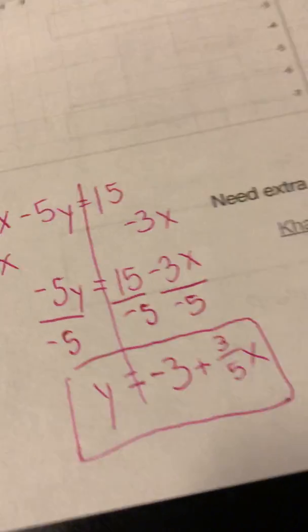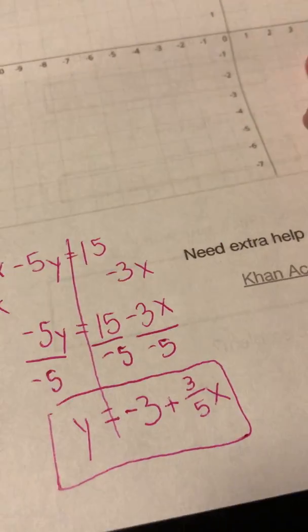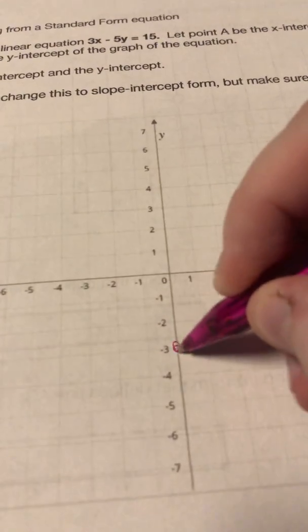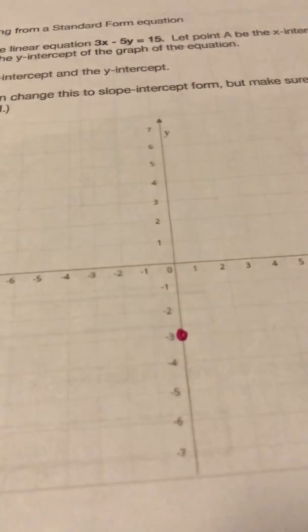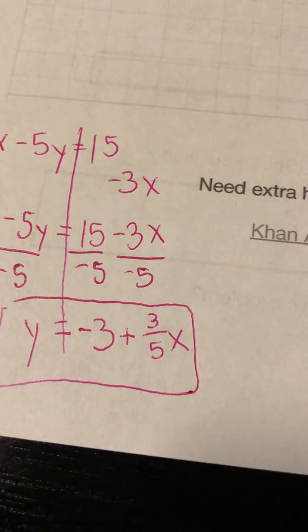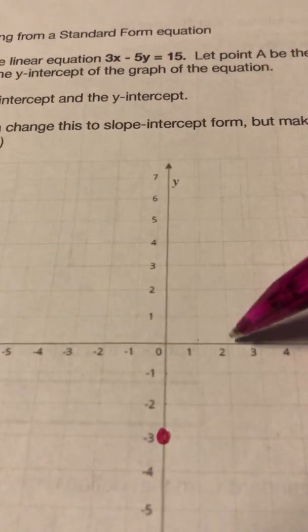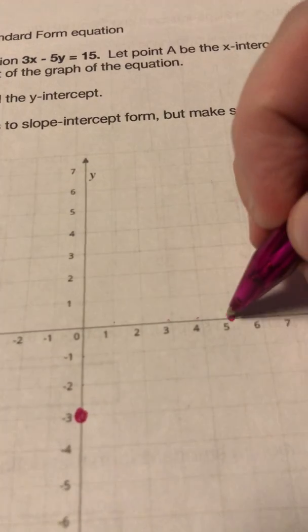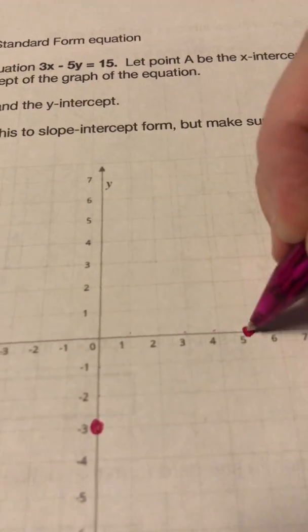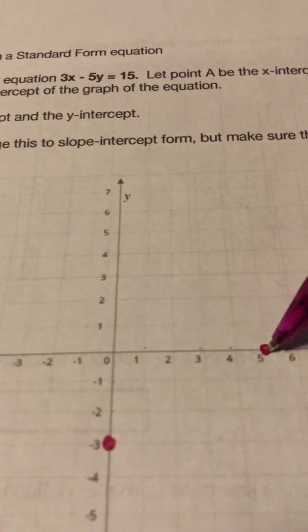So if I was going to graph that, I would start at the y-intercept, which is negative 3. So I would put a dot on the y-axis at negative 3. And then this is going to go up because my slope is positive 3/5. It's going to go up 3 over 5. So if I do that, 1, 2, 3, 1, 2, 3, 4, 5. Here's another point. And if you notice, that's on your x-axis.